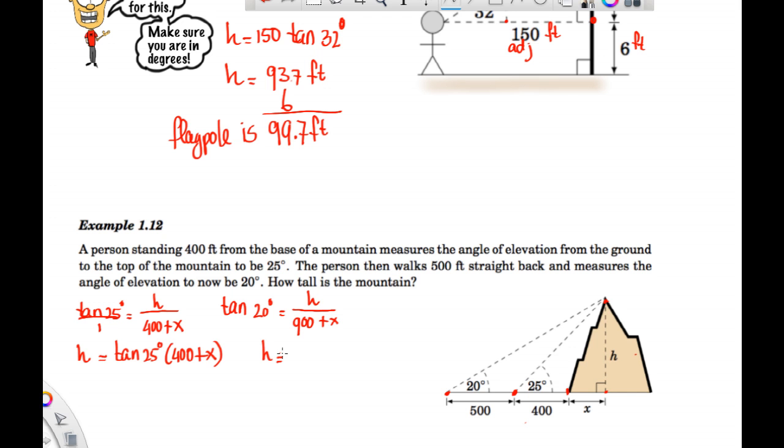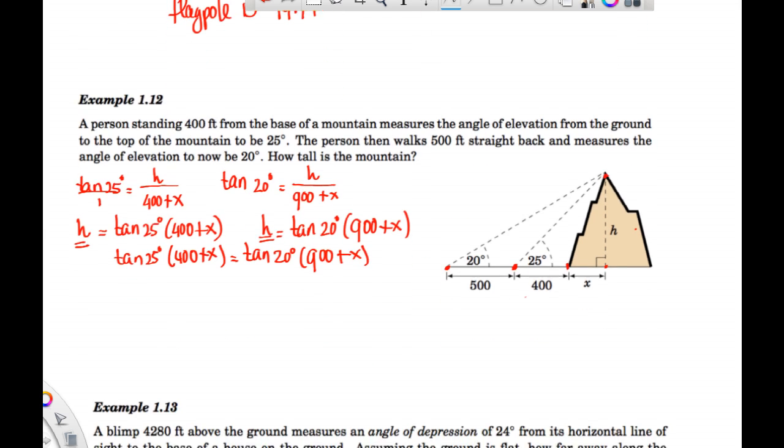I said that a moment ago. So the same thing over here. It would be then the tangent of 20 degrees, and then we get 900 plus x. And then since h is worth that much here and there, that means that the tangent of 25 degrees times 400 plus x must be equal to the tangent of 20 degrees times 900 plus x. And now we have an equation with only one variable. Now it happens to be on both sides, so I'm going to have to work my way through this.